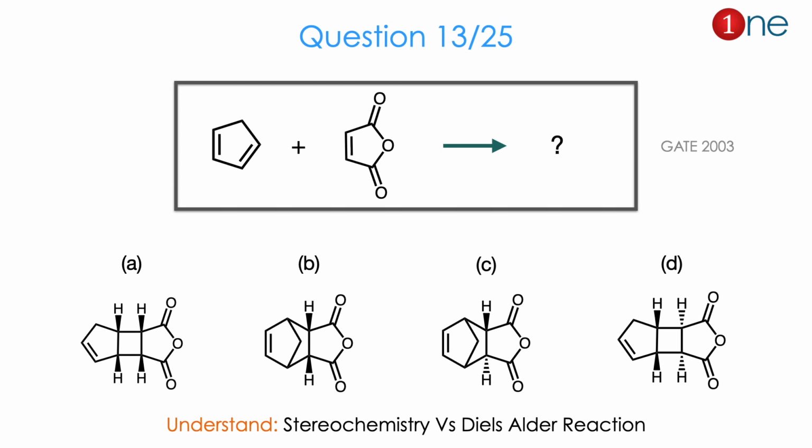Then let us look at the next question. The starting material is a cyclic diene and you have maleic anhydride. They ask you to find the product. Here also the question is whether a rigid carbon framework will come or not, or a fused tricyclic ring will come or not. So you have to play between the possibilities and syn and trans hydrogens. So from the question and possible products, you might realize the question is really about stereochemistry versus the Diels-Alder reaction. The answer is B. Let us see how.